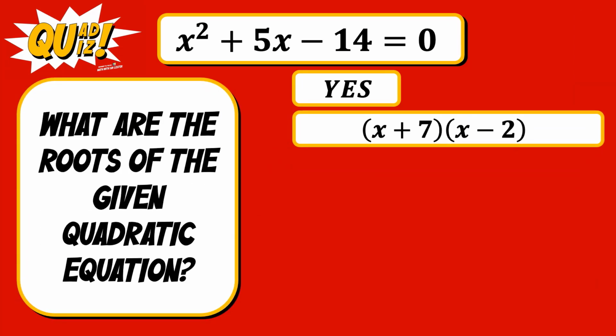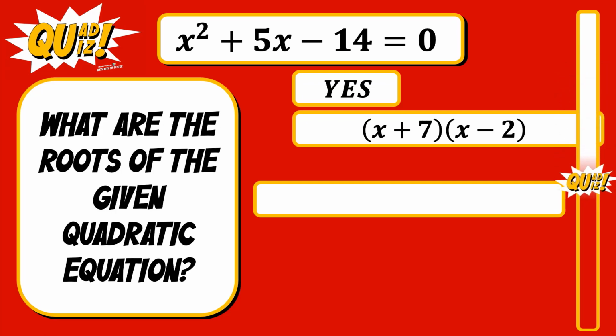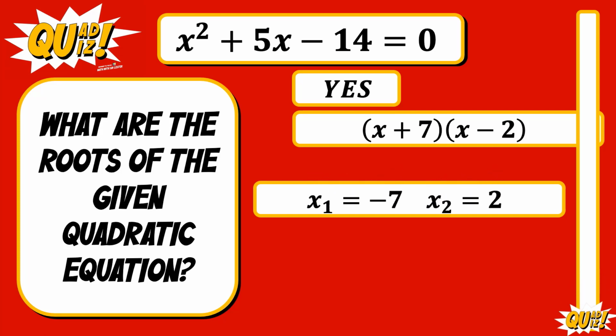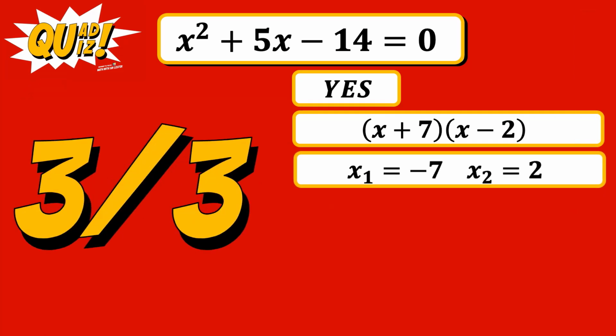With this, what are the roots of the given quadratic equation? And the roots are -7 and +2. Did you get 3 over 3? If not, please continue viewing this video.